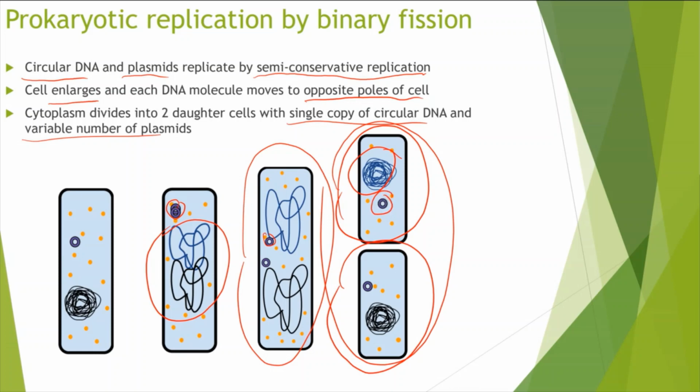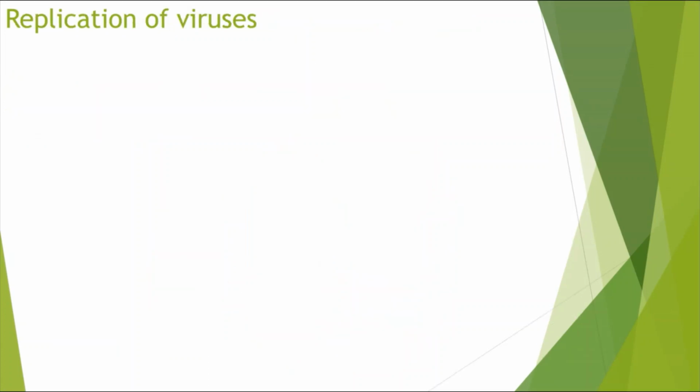There can be more than one plasmid, it does not have to be one, and that's why we tend to say variable number of plasmids. And this would be the same for the other cells. So we've formed two daughter cells. Now looking into the replication of viruses.